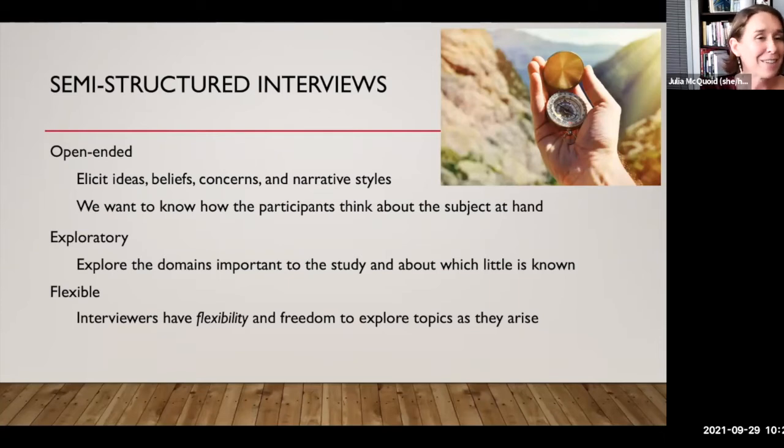Flexibility is very much related to everything I just said. Just to underline that, we have flexibility and freedom to explore topics. This doesn't mean that we are not also tasked with managing our time and keeping on track. But it's important not to think of yourself, in conducting a semi-structured interview, as someone who's just delivering an interview guide or a data collection tool to the participant. The guide is really a prop that you can use in order to facilitate the interaction.